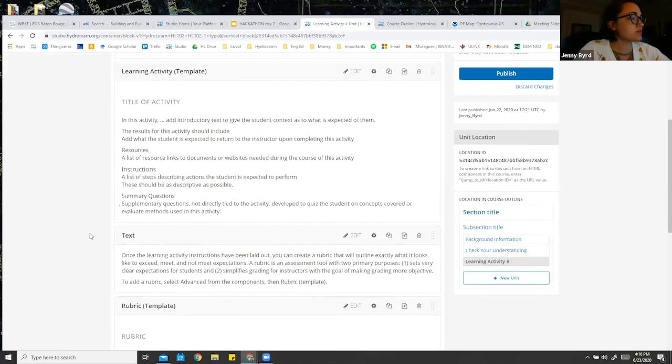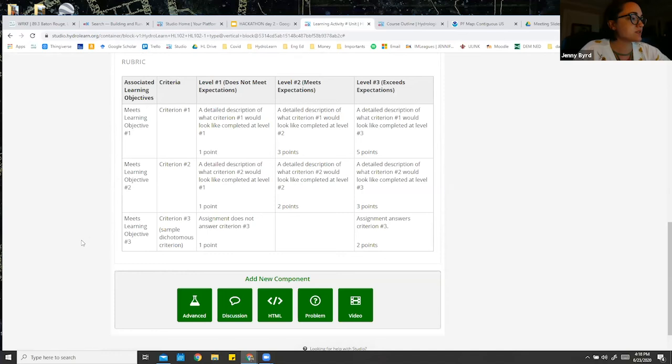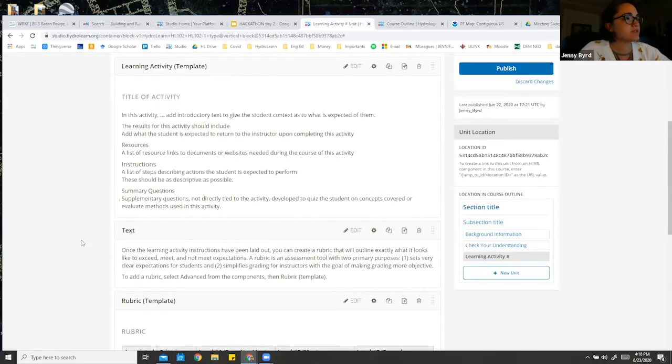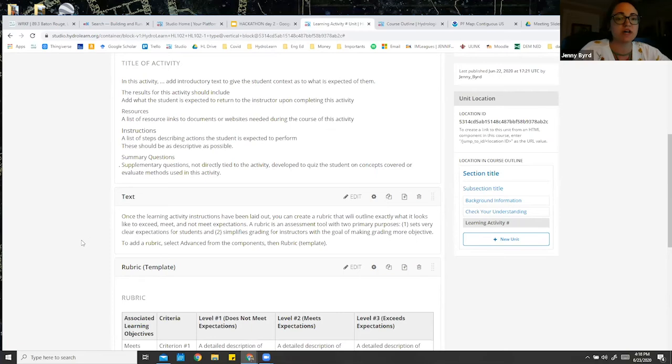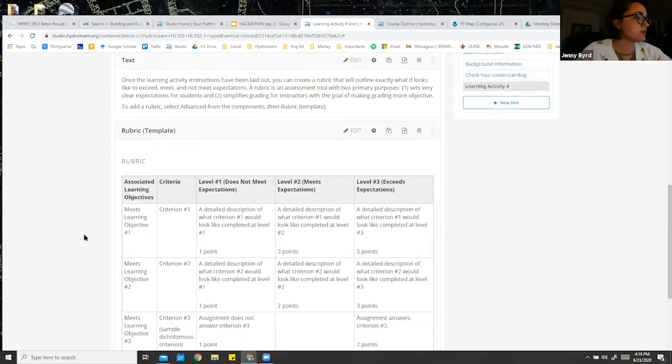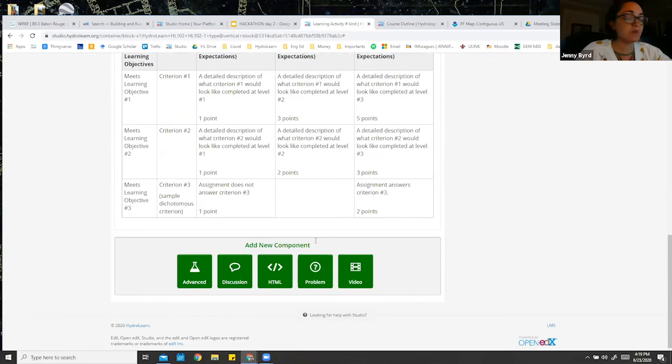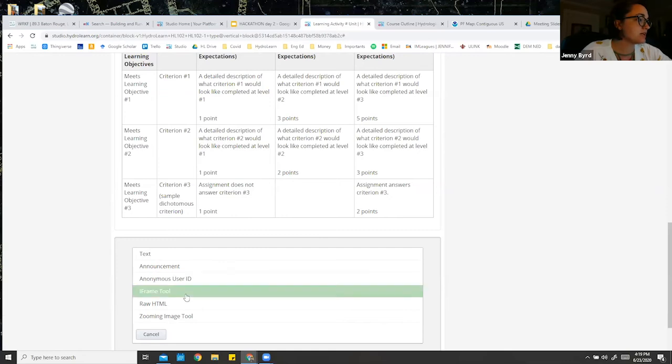So let's move on to iframes. An iframe is the tool that we use to embed an external resource into HydroLearn. You can put iframes within a unit, or you can put iframes as a page. I'm going to show you how to do both of those things right now. If you want to add an iframe, go to Add New Component, the HTML button here, and then it's called the iframe tool.